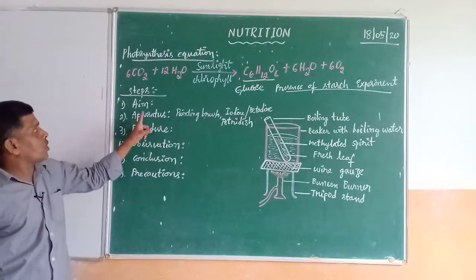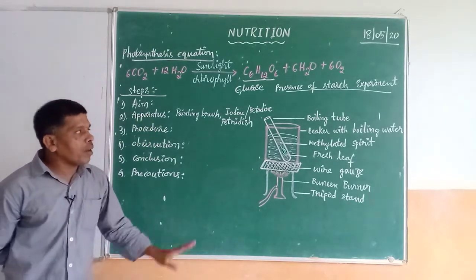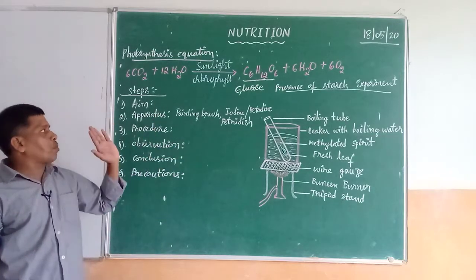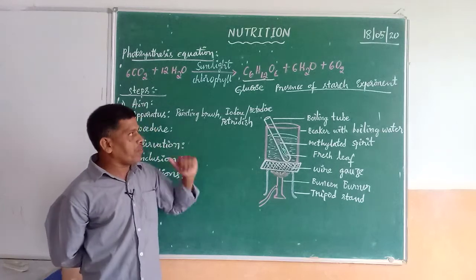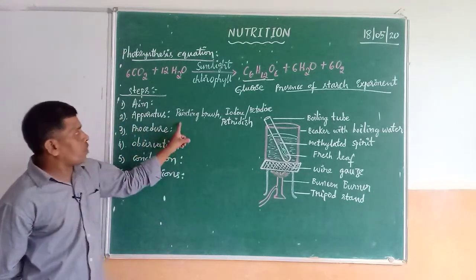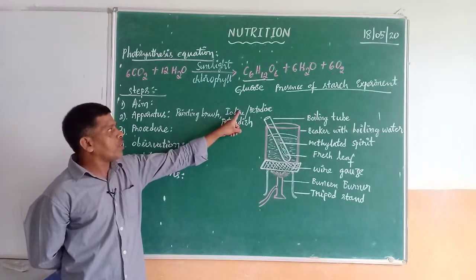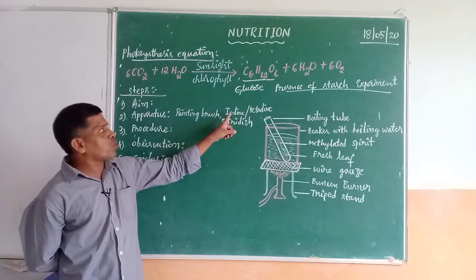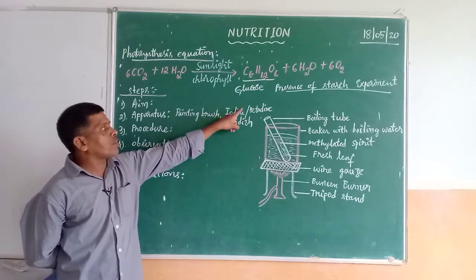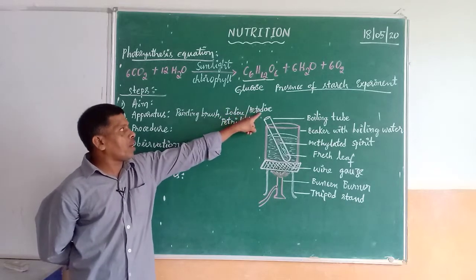leaf. Coming to the second step, we have apparatus. What do we mean by apparatus? The materials used during the experiment. What materials are we using here? In this experiment we require the following things. We require a painting brush, and a chemical called iodine. If it is not available, we can make use of betadine solution. It is the most important part here to show the presence of starch in the leaf. We are going to use iodine or betadine solution.